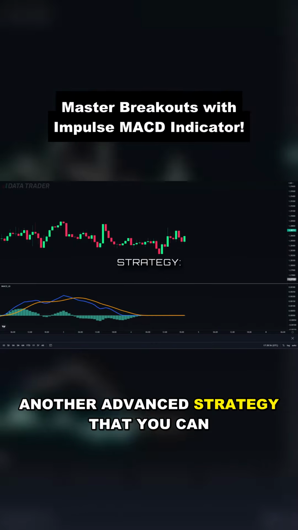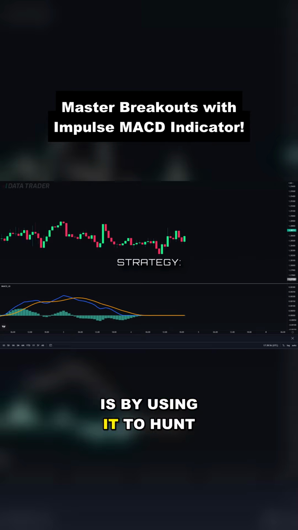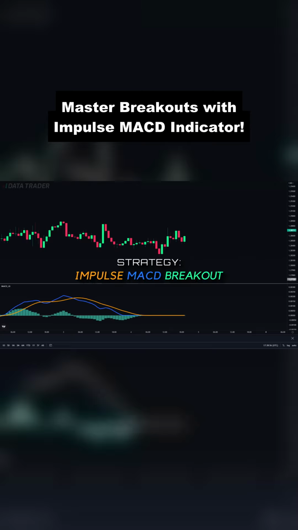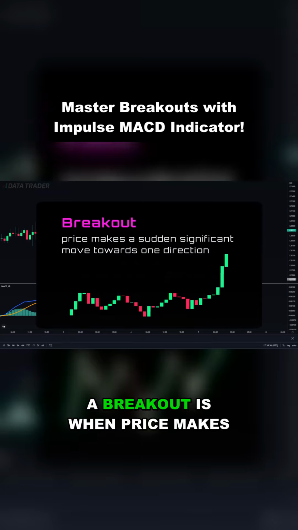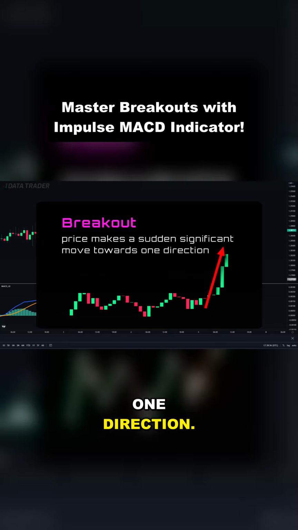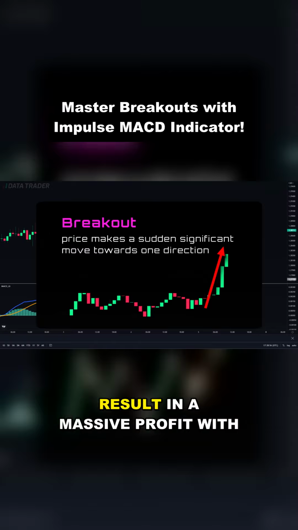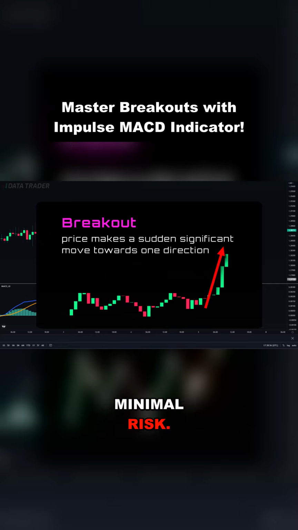Another advanced strategy that you can utilize with the impulse MACD indicator is by using it to hunt breakouts. So first, let's start with the definition. A breakout is when price makes a sudden and significant move towards one direction. And if you could take advantage of these significant moves, it could result in a massive profit with minimal risk.